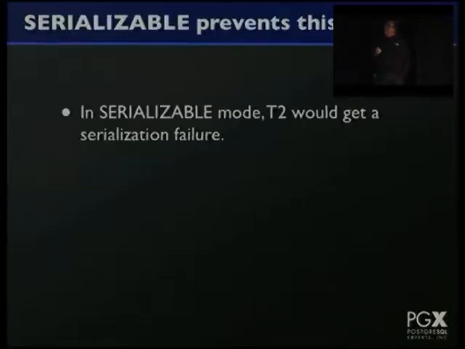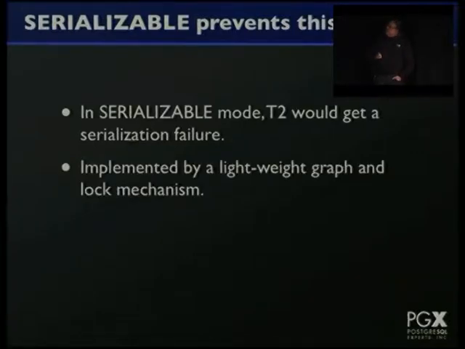Well, we turn on serializable. In this case, T2 would get a serialization failure, because serializable mode doesn't just keep track of what you've written, but it also keeps track of what you've read. And if you do something that will potentially cause the result of an earlier query to change, you get the serialization failure message out of it. It's not perfect, it's pessimistic, so you can get false positives, but it's pretty good. There's a lightweight graph and lock mechanism. There's a paper by Kevin Grittner, one of the authors, that describes how this works, if you're curious. It's actually pretty easy to understand. I understood it, so anyone can.